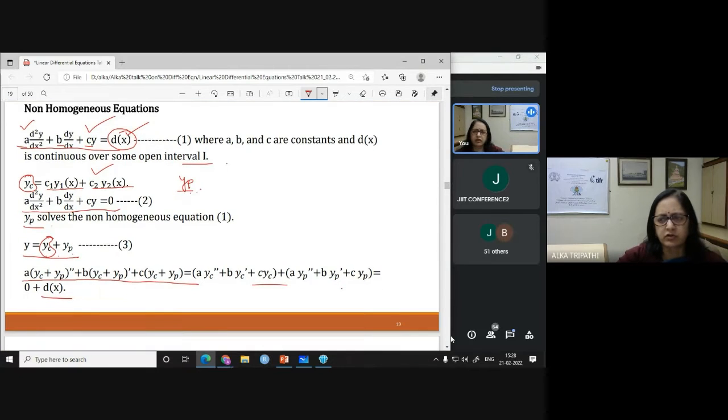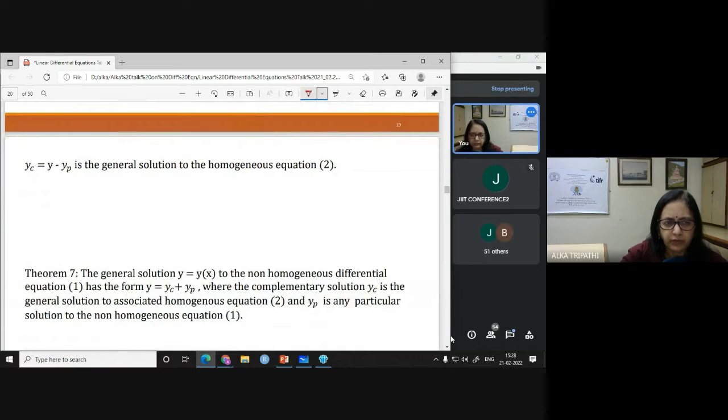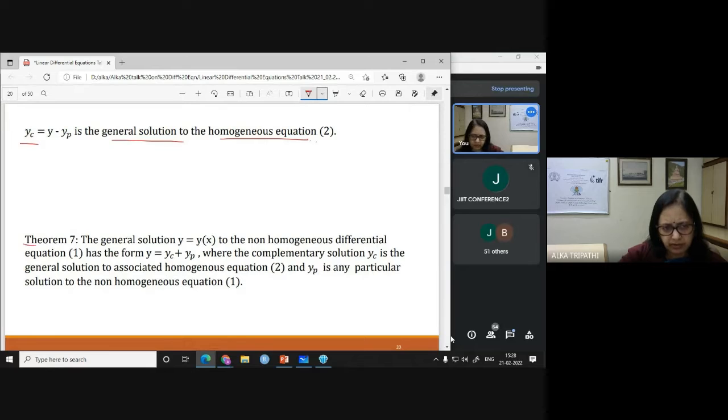Or in other words, we can say that yc is the general solution of the homogeneous equation, that is, when the RHS is 0. And from this we have Theorem 7, which is quite important because we use it for solving the non-homogeneous equations. The general solution y(x) to the non-homogeneous differential equation has the form y equal to yc plus yp, where the complementary solution yc is the general solution to the associated homogeneous equation, and yp is the particular solution to the non-homogeneous equation.